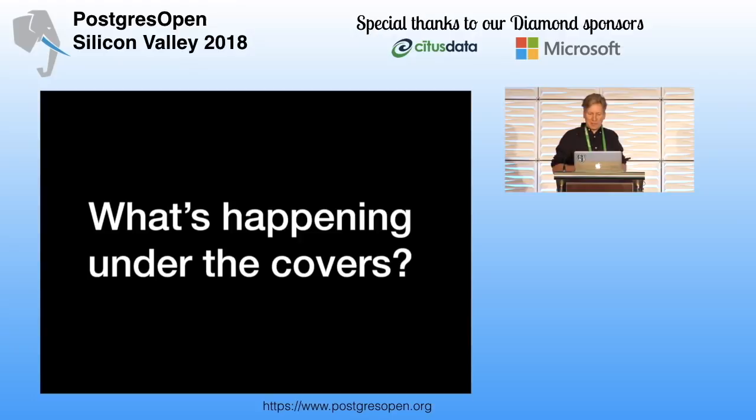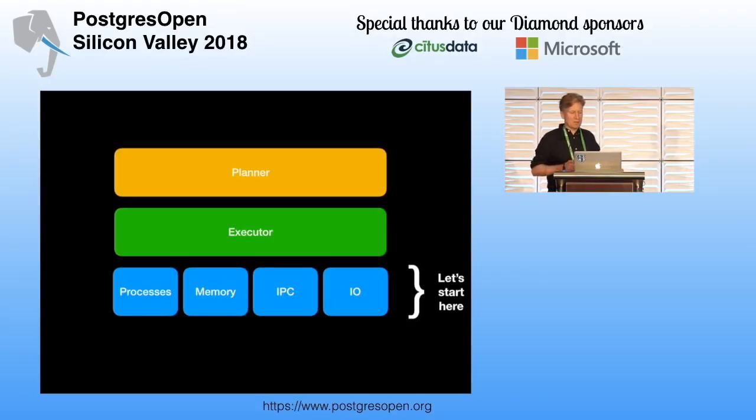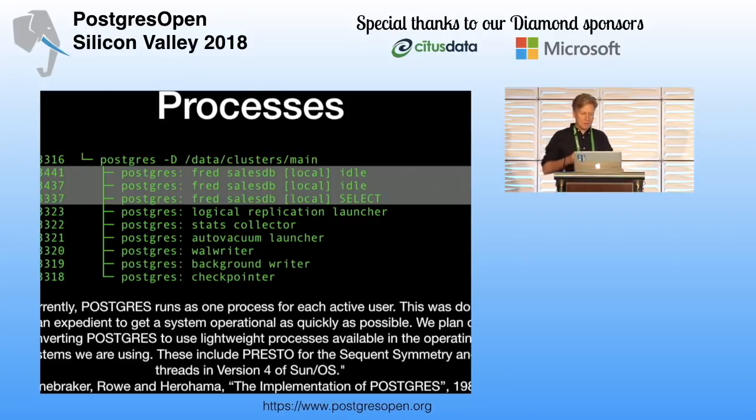So that's a really simple example, and I'm now going to dig into how that actually works under the covers. I'm going to do that by starting at the system level, processes, memory, IPC, I/O, that kind of stuff, and then working up to the executor and finally the planner. So starting with the lower level, if you run htop or one of these types of system monitoring tools on your operating system, you'll see processes.